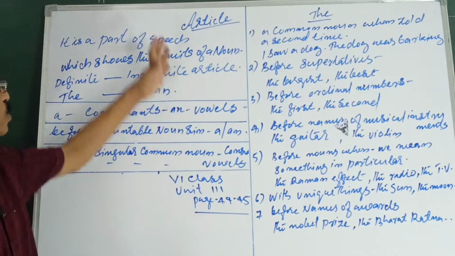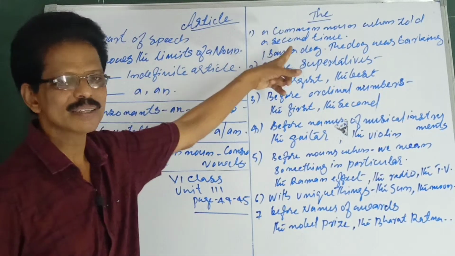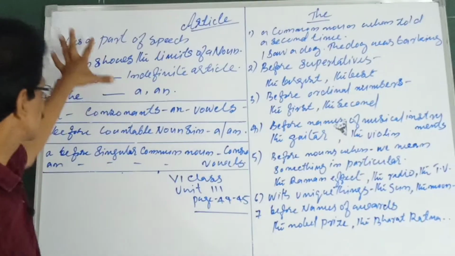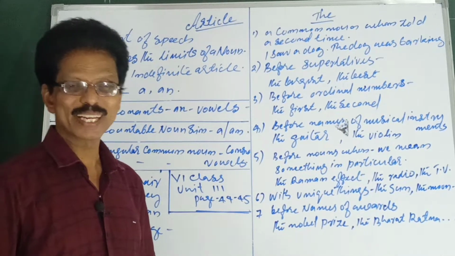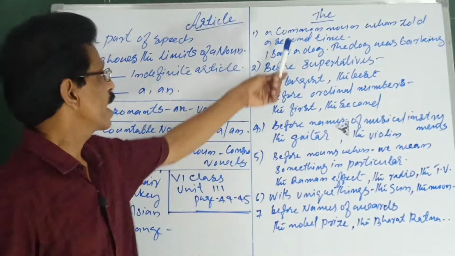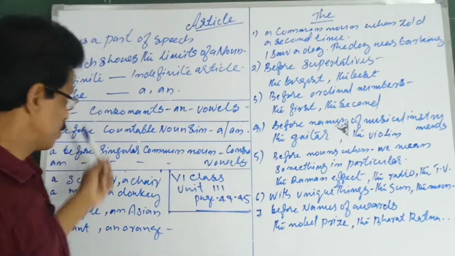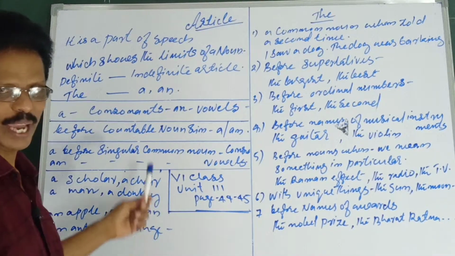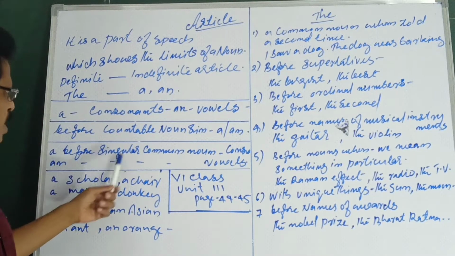So, this is the use of a or an. Now we are coming to the definite article the. Once see whether it is clear to you. Now let us see the use of the definite article the. I hope this is clear to you. Common noun, before a singular common noun.